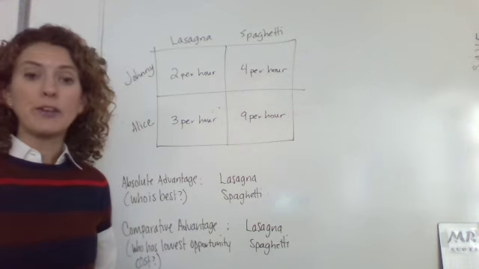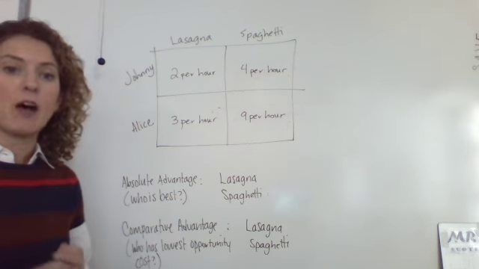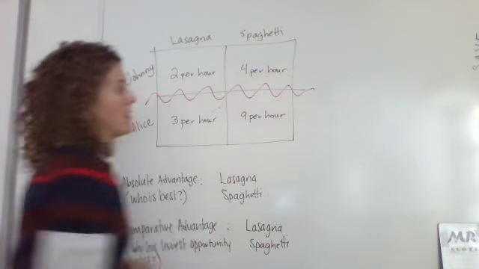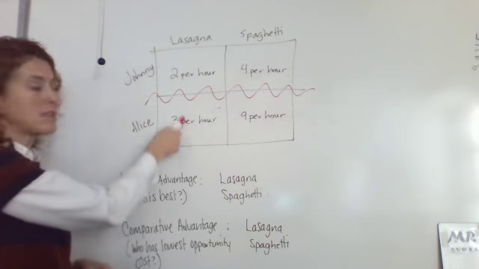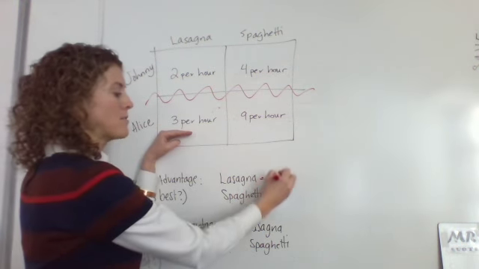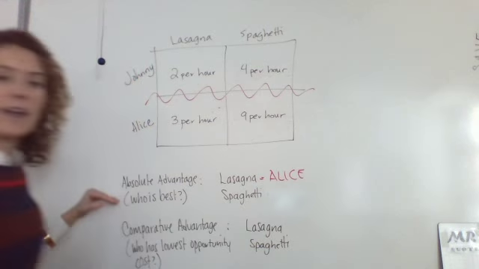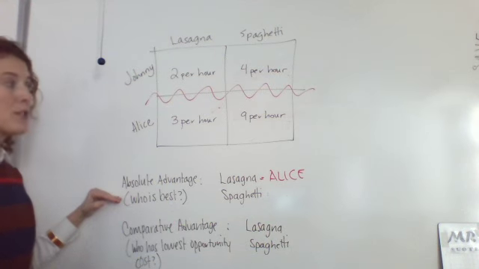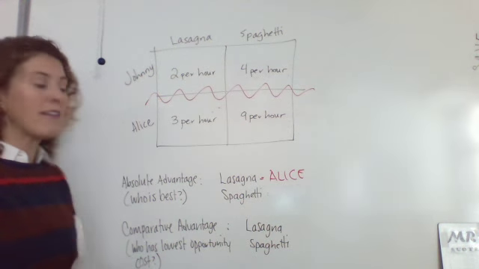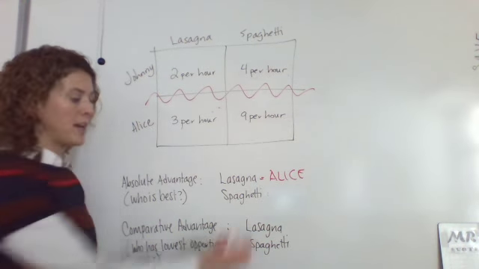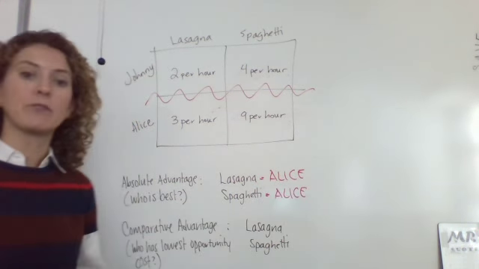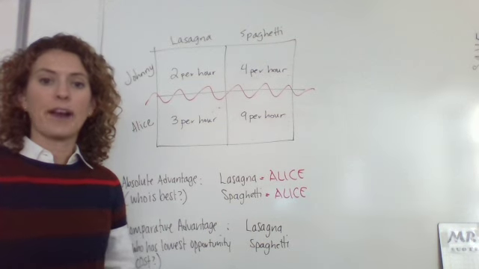So the first thing I want to do is put a line between my producers to help me compare. So here's the line between Johnny and Alice. As I compare who makes the most lasagna, I see that Alice makes the most. So Alice has the absolute advantage in the making of lasagna. For spaghetti, Johnny can make 4 per hour and Alice can make 9 per hour. So Alice also has the absolute advantage in making spaghetti. So Alice has the absolute advantage in the production of both products.